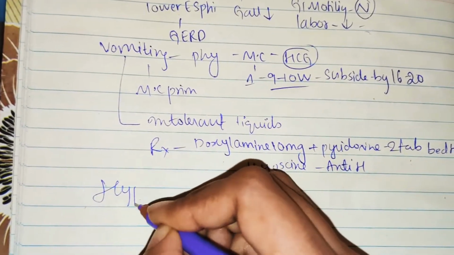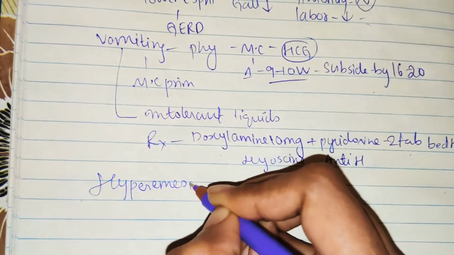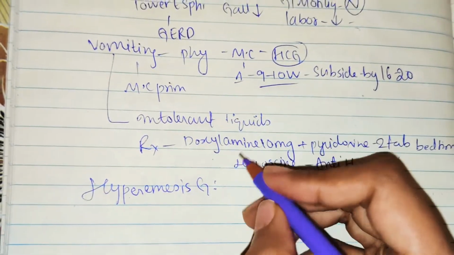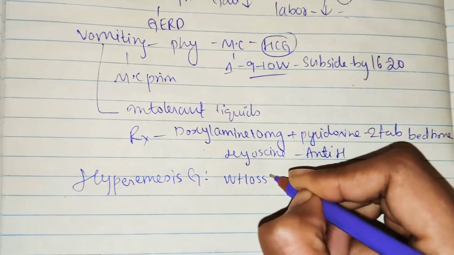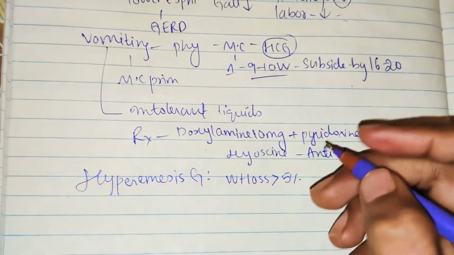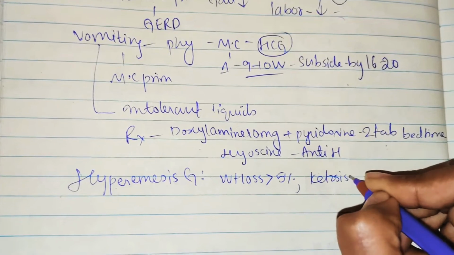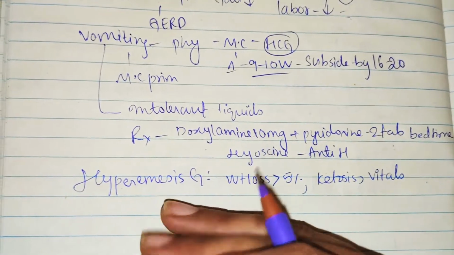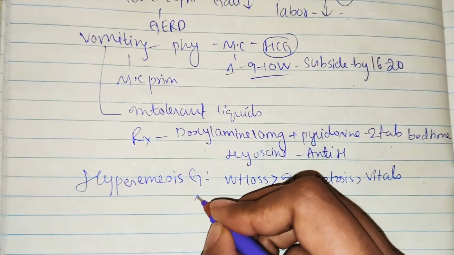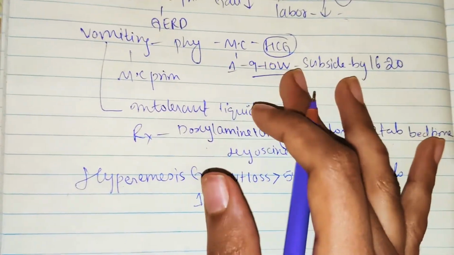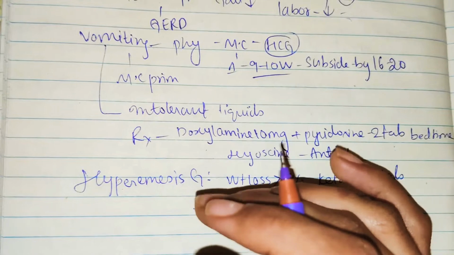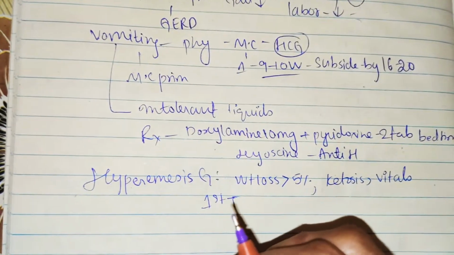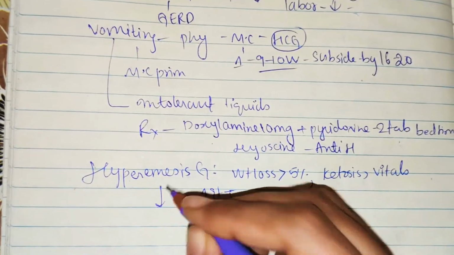Next, as I said, there is one serious vomiting condition in pregnant females, hyperemesis gravidarum. It is a non-physiological excessive vomiting, and because of this vomiting you will observe weight loss greater than 5% of pre-pregnancy weight, ketosis, and unstable vitals. In this kind of female we need to admit the patient because it is not a physiological condition. It is also seen especially in the first trimester, between 9 to 10 weeks. So we should be able to differentiate whether this is normal physiological vomiting or serious hyperemesis gravidarum. What are the causes of hyperemesis gravidarum?